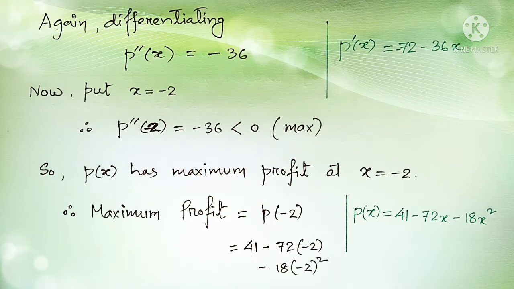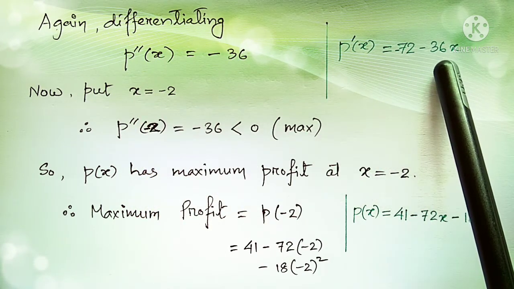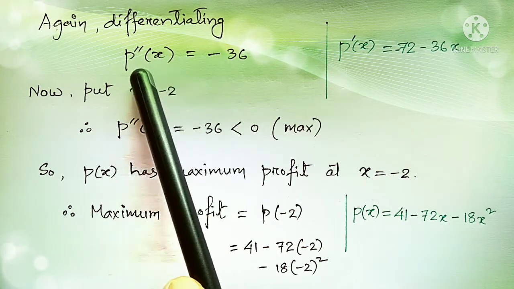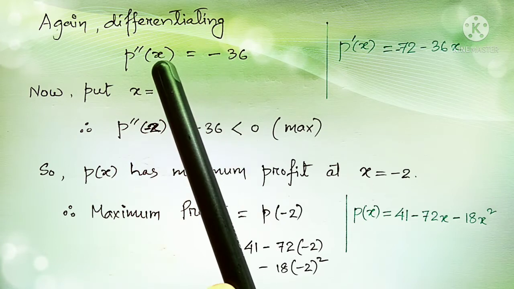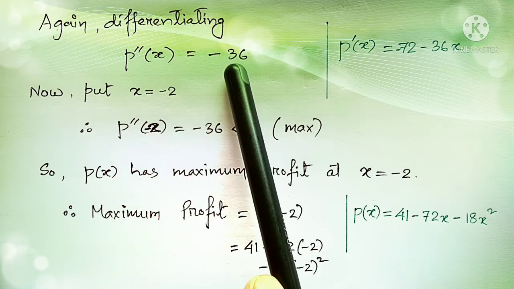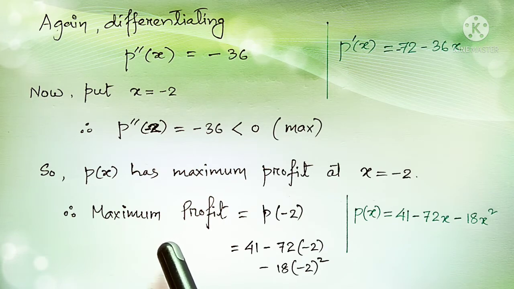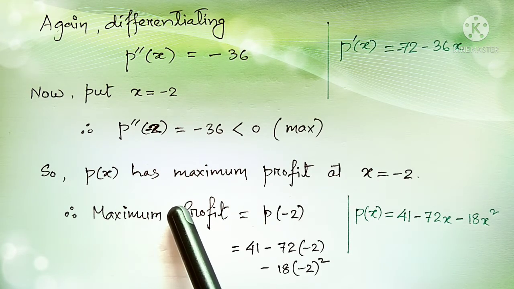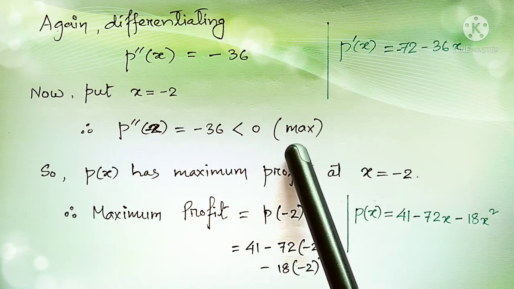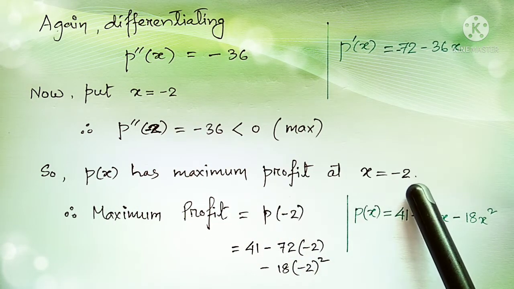If we differentiate again, we get P''(x). Since P'(x) = -72 - 36x, if you differentiate this, -72 is a constant term, so simply -36 remains. So we write P''(x) = -36. Now in place of x we put the critical point to verify. When x = -2, there is no x, simply -36 remains, which is a negative value, less than 0. According to our second derivative method, if less than 0 we get maxima, and if greater than 0 we get minima. So here we get maxima. So P(x) has maximum profit at x = -2.